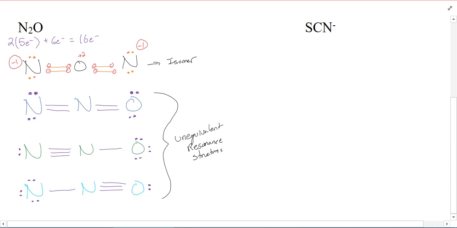Nitrogen, blue nitrogen on the left here: 1, 2, 3, 4, 5, 6. Has 6, brought in 5, it's minus 1. Nitrogen in the middle: 1, 2, 3, 4. In fact, all the nitrogens in the middle have 4. If it has 4, brought in 5, it is plus 1. So all the nitrogens are plus 1 in the middle. So the middle nitrogen is the same for each option we have.